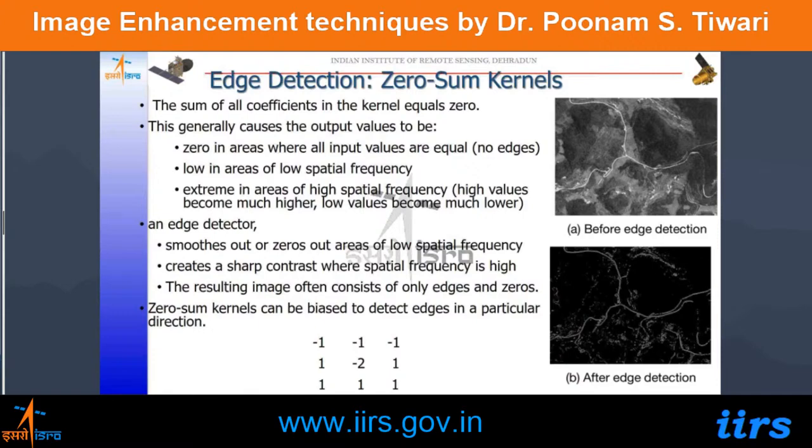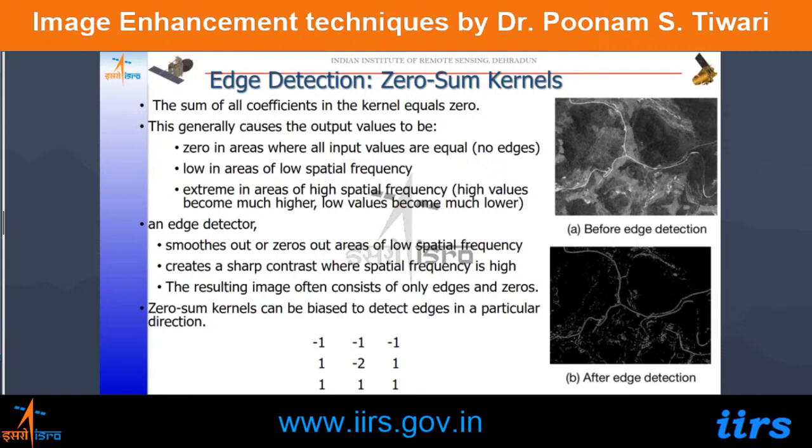So an edge detector smooths out or zeros all areas of low spatial frequency. It creates a sharp contrast where spatial frequency is high. So now the resulting image only has zeros and the edges. We can also create zero-sum kernels in a particular direction, and such kernels are called directional filters. This is an example of edge detection: the original image, and the 3x3 edge detector.